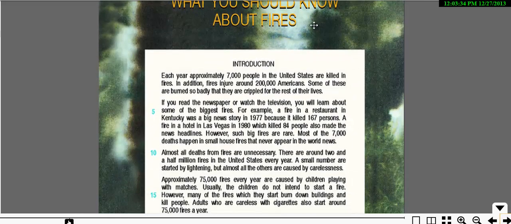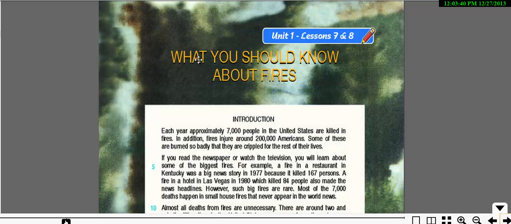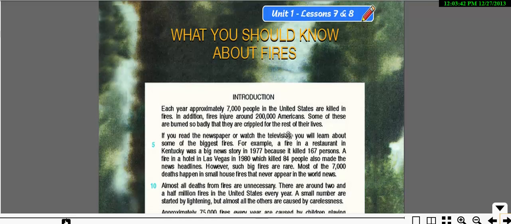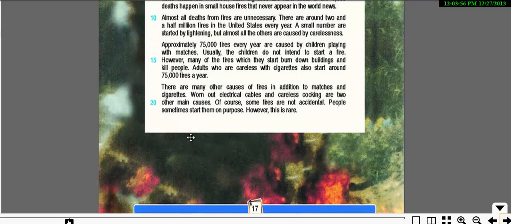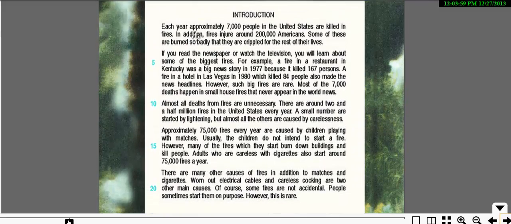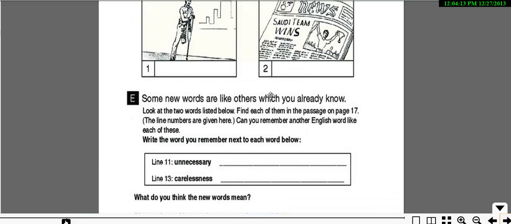Now there is a background. It's full of fires, and there's a large title here. It goes, what you should know about fires. And then look at the text. There is a numeration for the lines, like 5, 10, 15, and 20. And pretty much that's it. There are 5 paragraphs, 1, 2, 3, 4, and 5. And then there is a small title called Introduction. Now, let's look at the questions we're supposed to be answering.